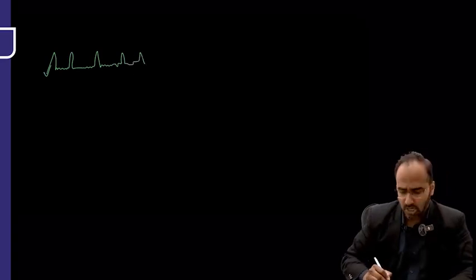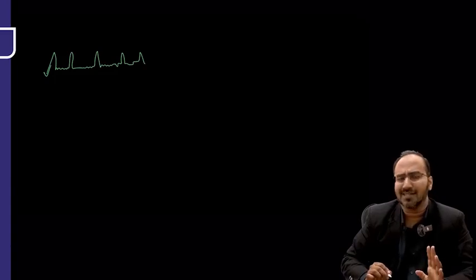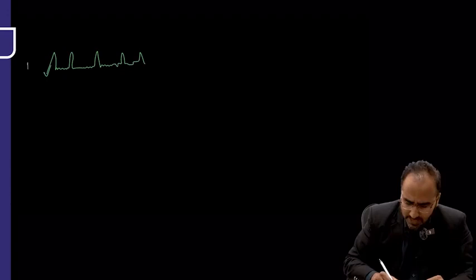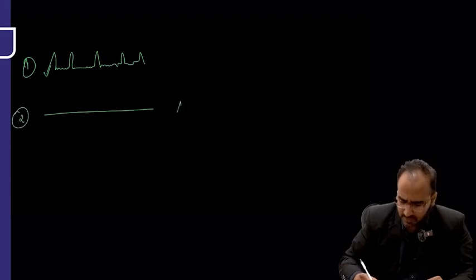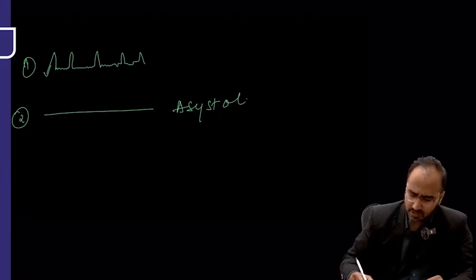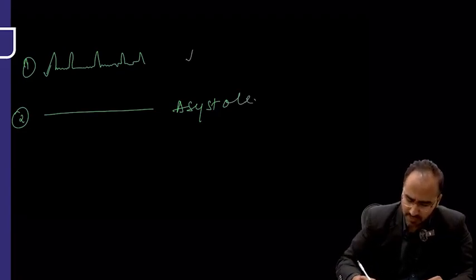This kind of rhythm. Or sometimes you might get a normal rhythm also. But there is no pulse. What does it mean? Remember guys, sometimes you might get this rhythm, or sometimes you might get a flat line. This is called asystole.